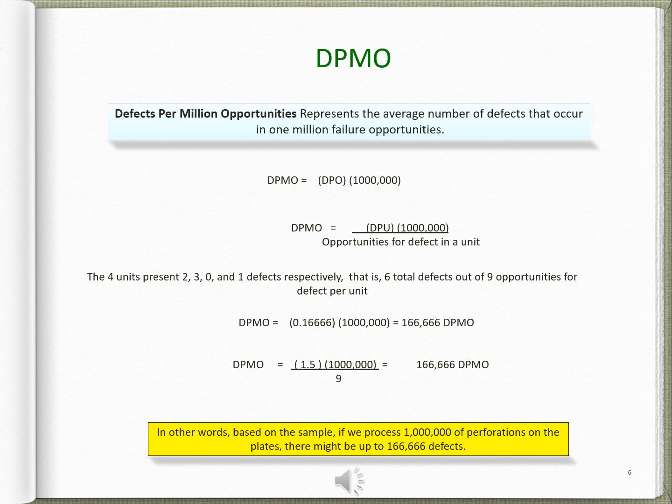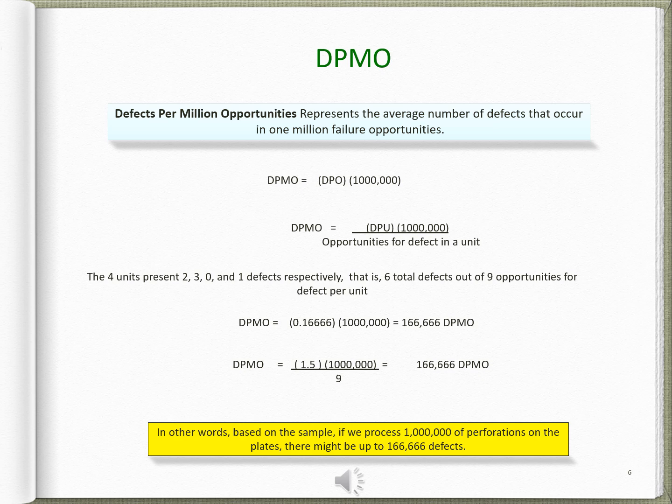DPMO stands for defects per million opportunities. It represents the average number of defects that occur in 1 million failure opportunities. DPMO is obtained by multiplying the DPO by 1 million. Alternatively, DPMO is calculated by dividing the product of DPU times 1 million by the number of opportunities for defect in a unit.